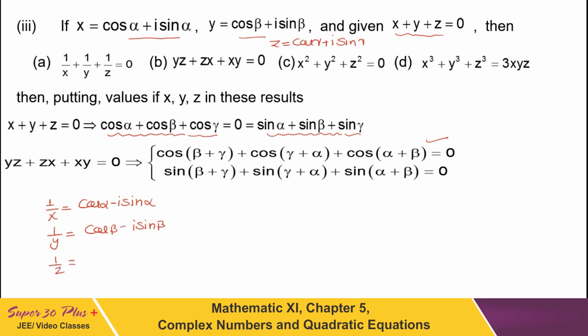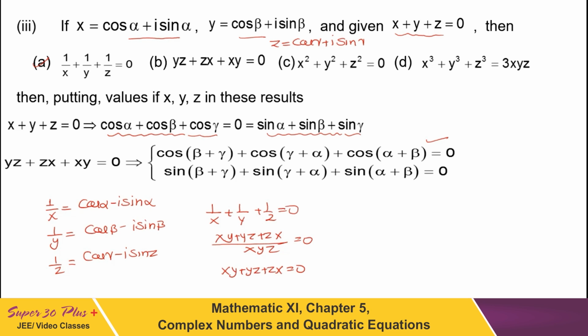That's why we can say the cos sum is 0 and the sin sum is also 0. So we can find that the value of 1/x + 1/y + 1/z is also 0. Statement 1 is true, means it is correct. 1/x + 1/y + 1/z is equal to 0. Now simplify it, we find that (xy + yz + zx)/xyz is equal to 0, which implies xy + yz + zx is equal to 0.